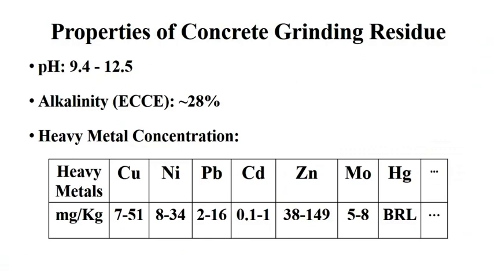Okay, to answer that question, we may first look at the properties of CGR. CGR has high pH, usually 9.4 to 12.5, and high alkalinity, with an effective calcium carbonate equivalent of about 28%. And in this table, I show some heavy metal concentrations. I just list several for reference. We can see we have copper, nickel, lead, and so on.